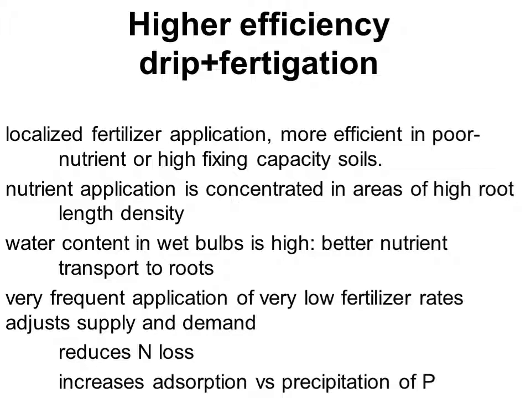We have also an advantage in the use of fertigation, because as we are applying the nutrients very frequently, the nutrient concentration will not be too high at a specific moment, so we can match the demand of the crop with the supply of the nutrients. Therefore, we will be reducing the losses of nitrogen, and we will increase the absorption and reduce the precipitation of phosphorus.